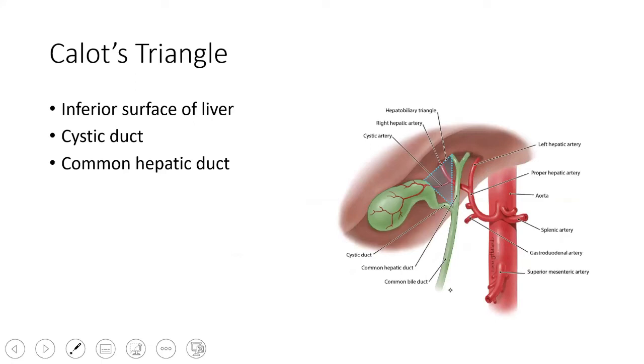Then there's an area called the Calot's triangle. Calot's triangle is formed by the inferior surface of the liver, the common hepatic duct here, and the cystic duct here. So this landmark is used to identify the cystic duct and the cystic artery. So surgeons use this triangle to identify these structures and carefully ligate them without causing damage to this bile duct and the hepatic arteries.